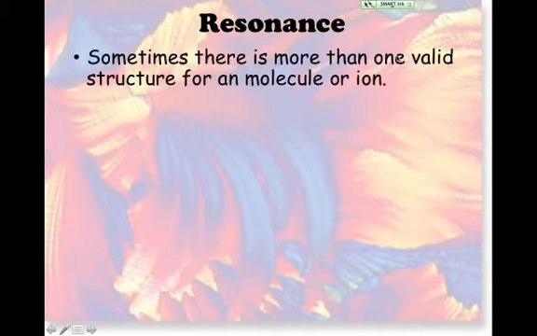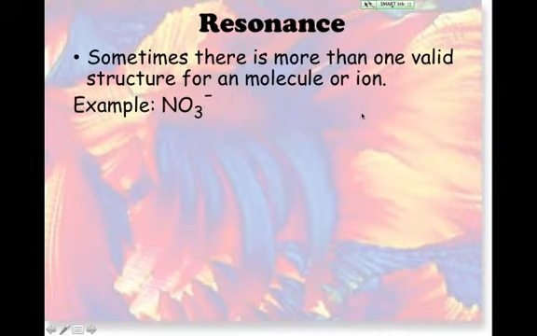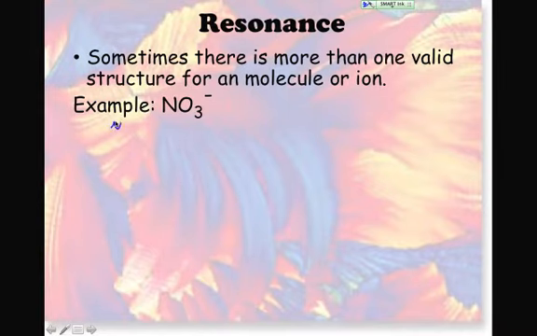There's another concept called resonance. Sometimes there's more than one valid structure for a molecule or ion because the formal charges all end up being the same thing. One good example is nitrate. So let's draw some pictures. Nitrogen has 5 valence electrons. Oxygen has 6 valence electrons, and there are 3 of them. Then I have a -1 charge, which gives me 1 extra electron to put somewhere. So overall, what do we have? 5 plus 18 is 23, plus 1 more makes 24 electrons total.